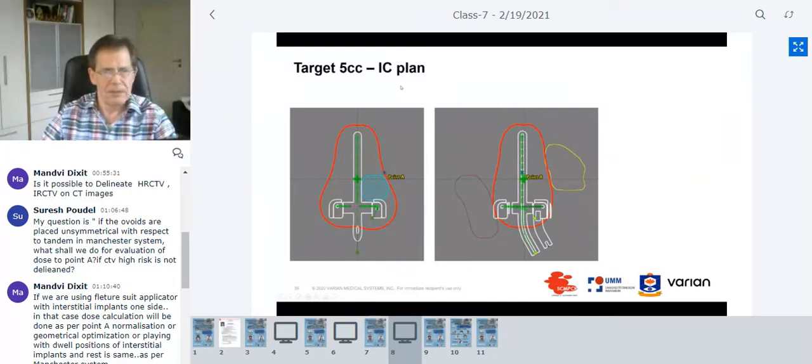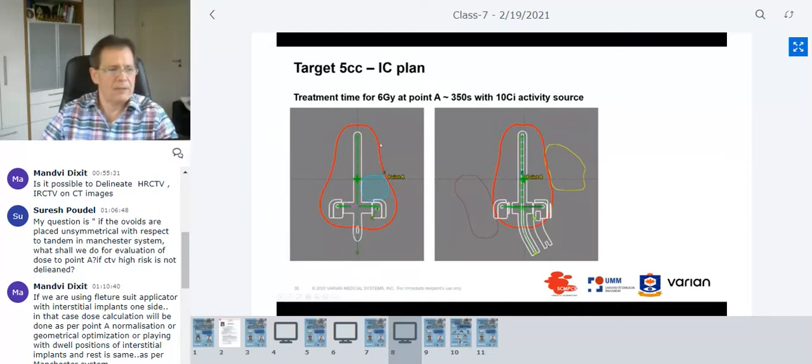So let me do a theoretical example. This is the situation with the ring applicator, solid model of the ring applicator. I just assume a target volume of just 5 cc. This is my point A. I can nicely cover this with a pear-shaped isodose distribution. And it looks quite okay; I just simulated bladder and rectum. We are close to these structures, but it's still acceptable. So if I do that as an example with 6 gray prescription dose, 2.8, and I use a 10 curie source, I need about 350 seconds of total dwell time in the tandem and in the ring to cover this.